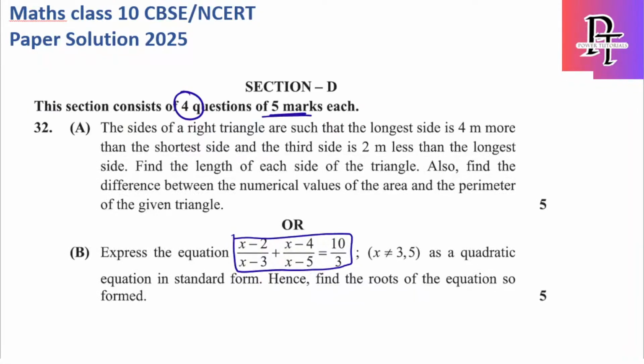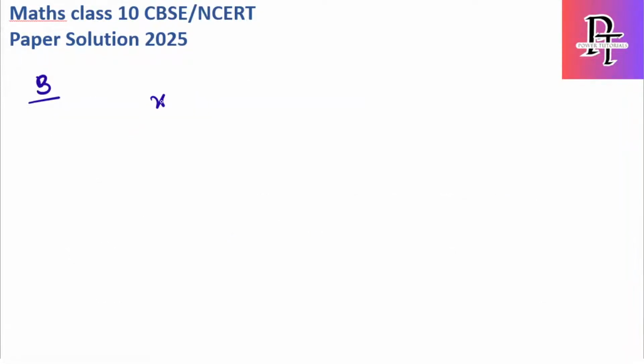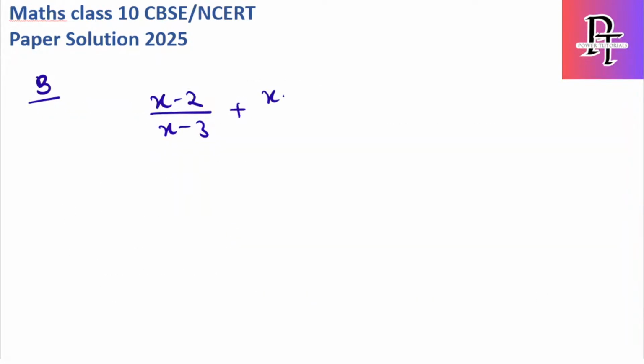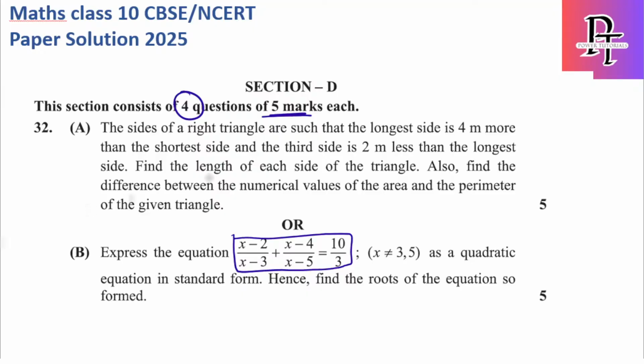So let's solve it here. x minus 2 by x minus 3 plus, what is the second one, x minus 4 by x minus 5, is equal to what they have mentioned, 10 by 3.